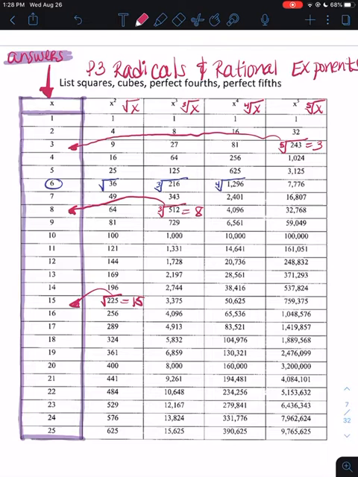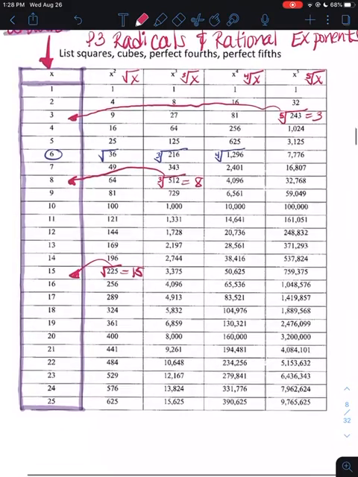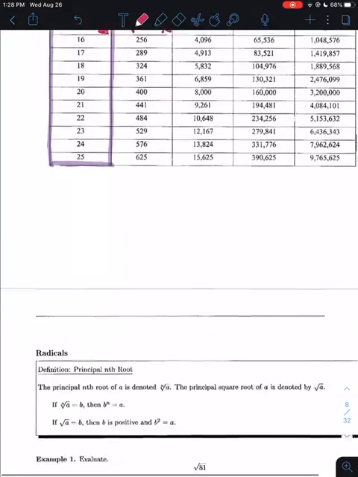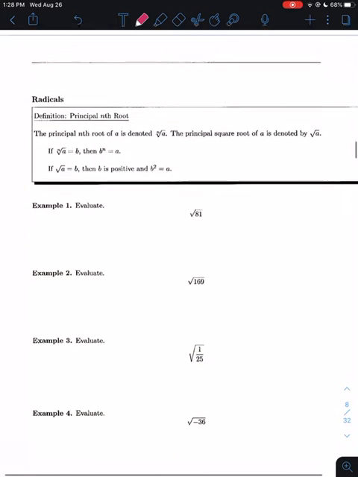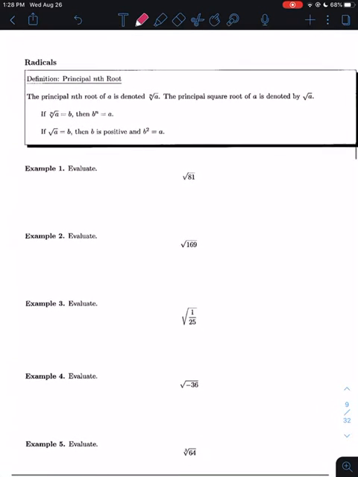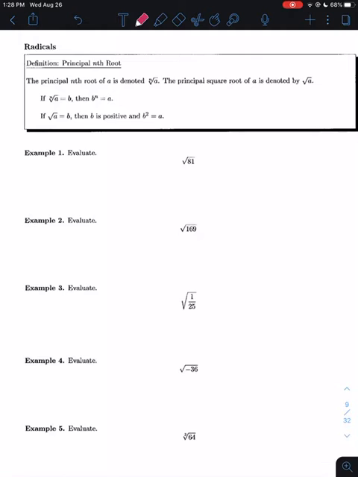So this chart is really going to come in handy as we work through this lesson on radicals. These are your perfect numbers. So radicals. What in the world is a radical? Most people know square roots. A square root is a type of radical. But then you have the higher roots: cube roots, fourth roots, fifth roots. Those are also all radicals.